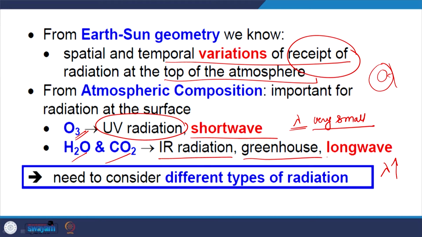So, we call this long wave radiation. Now the radiation is categorized into basic categories such as short wave and long wave. Long wave radiation is of importance for water vapor or water molecules and carbon dioxide molecules. So, now we need to consider different types of radiation. Let us see how many different types of radiation we can get from the standard solar spectrum.